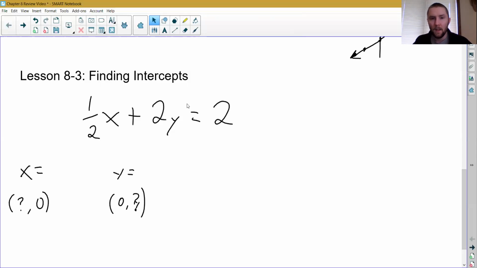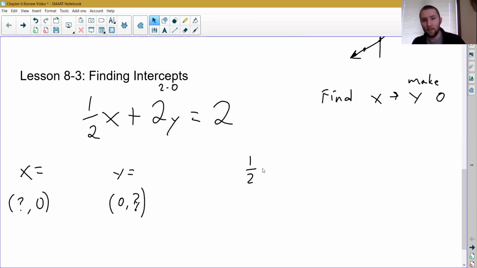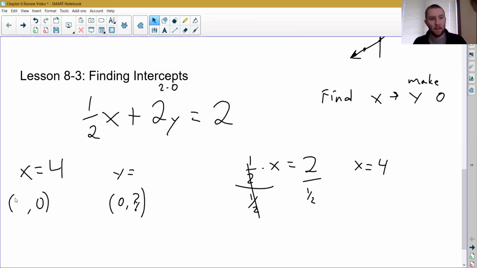In any example, if we were being asked to find the intercepts of a graph, if we are trying to find the x-intercept, right? So I'll just write over here, to find x, make y 0. So if I do that in this equation, if the y is 0, then this would say 2 times 0. 2 times 0 is 0. So my equation would just say 1/2 x is equal to 2, right? Because 2 times 0 is nothing, so it just totally disappears. And then I can divide by a half, and I get x equals 4. So x equals 4 is my x-intercept. And I found that x-intercept by replacing the y variable with 0, okay?